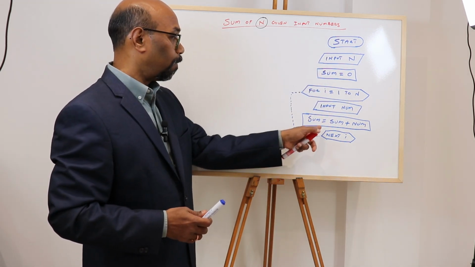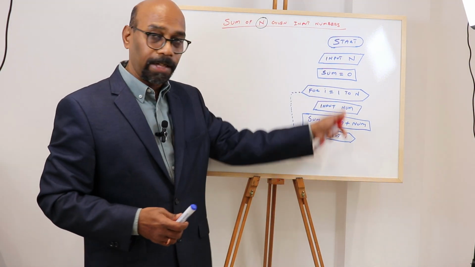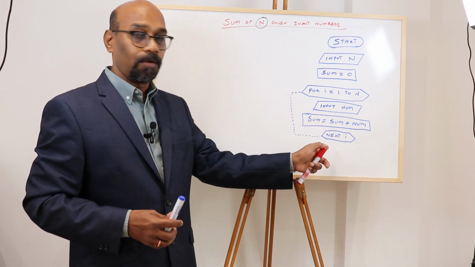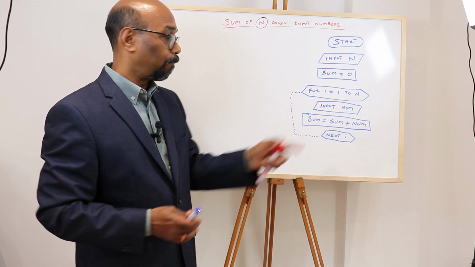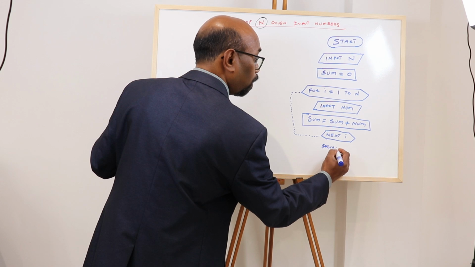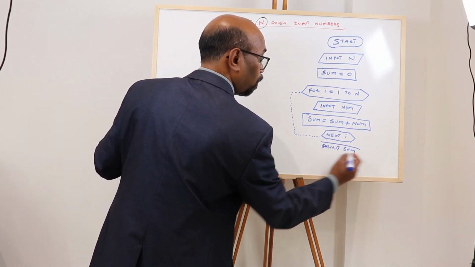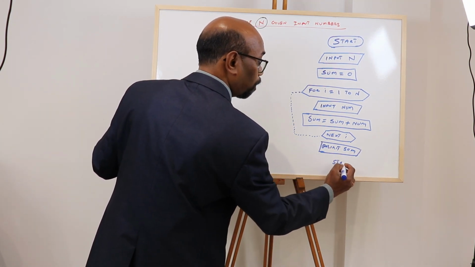Once the repeated process of the loop is completed, what do we need to do? We need to come out of the loop and print the value of sum. So output, which is print sum. Again, this is output, so a parallelogram, and then stop.